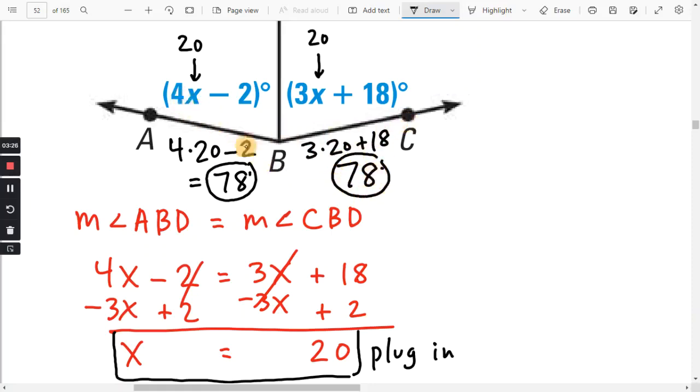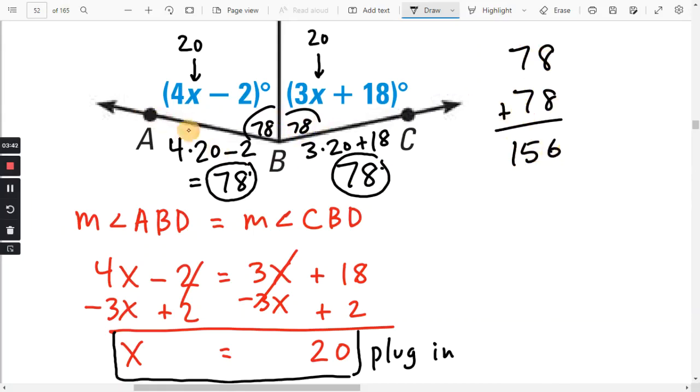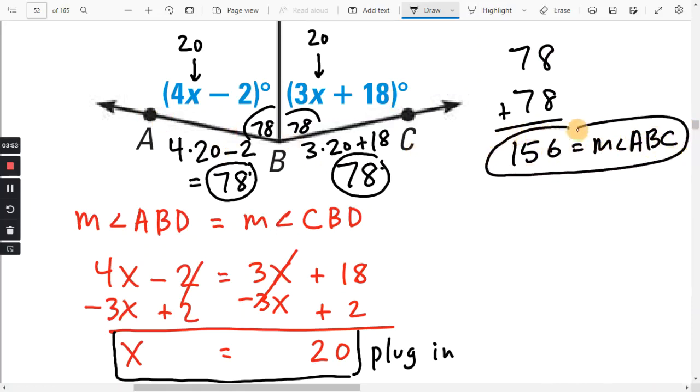Now they wanted the whole thing, ABC. So this one is 78, and this one is 78. We're just adding. So 78 plus 78, that's going to be 156. And that is the whole thing, the measure of angle ABC. And that, of course, is in degrees. So when something is bisecting or cutting the angle in half, you set them equal to each other. You're not using angle addition.